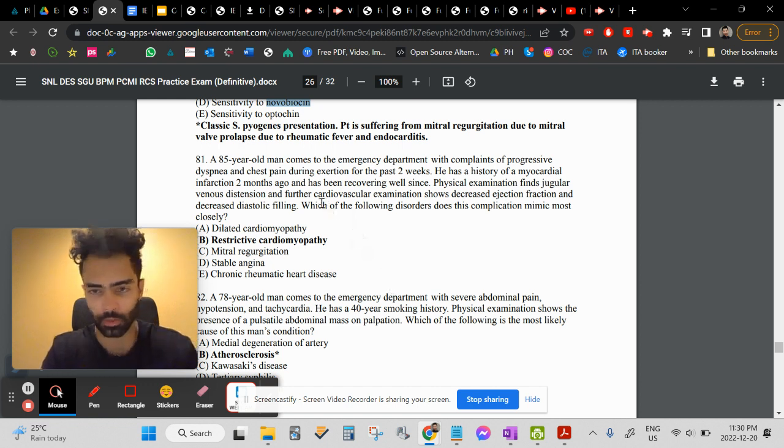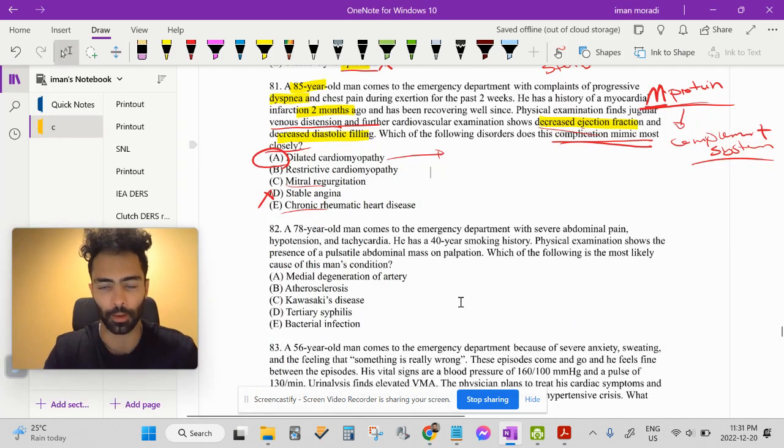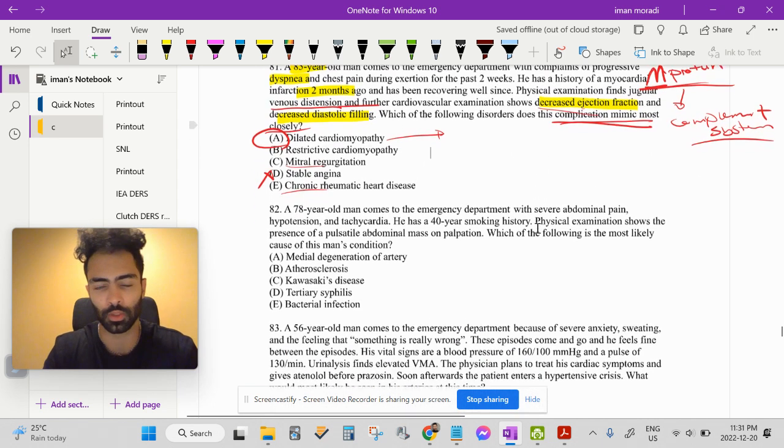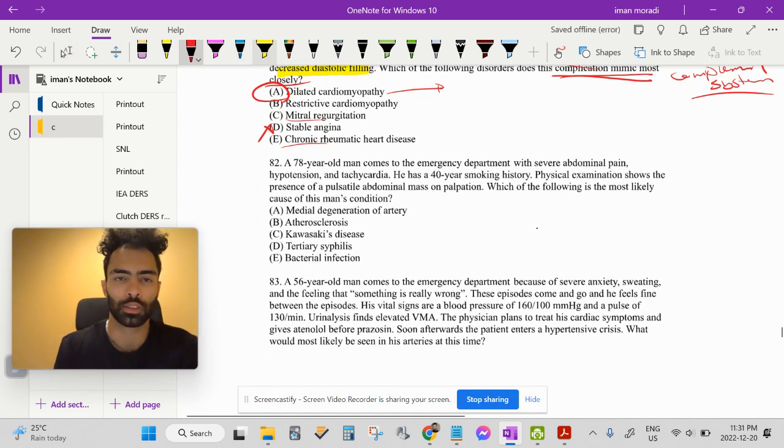What a bad question. I'm gonna say it's actually dilated cardiomyopathy. They don't have the best answer, right? Yeah, I'm gonna stick to my answer.